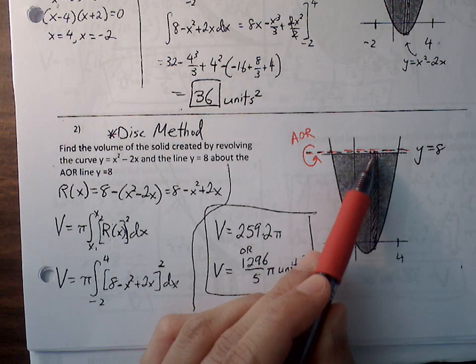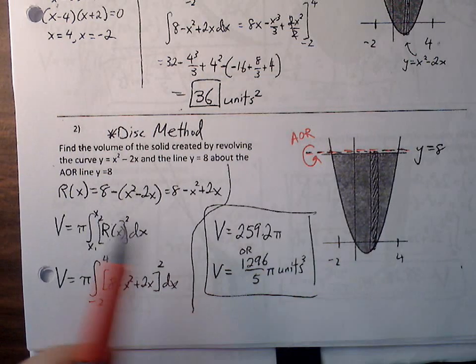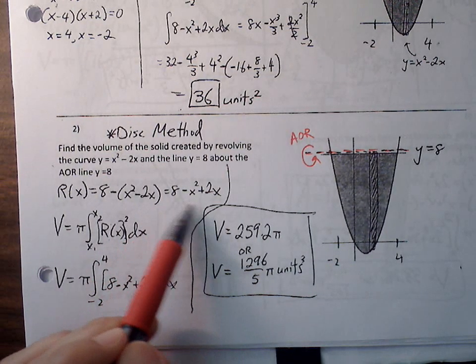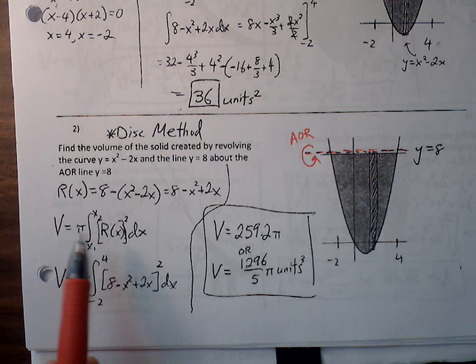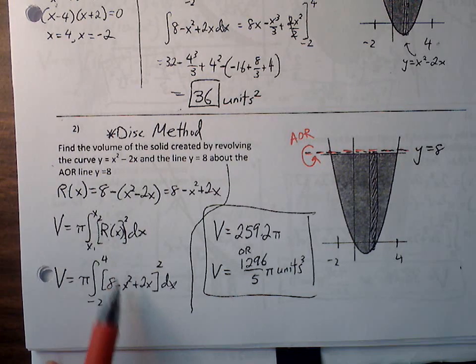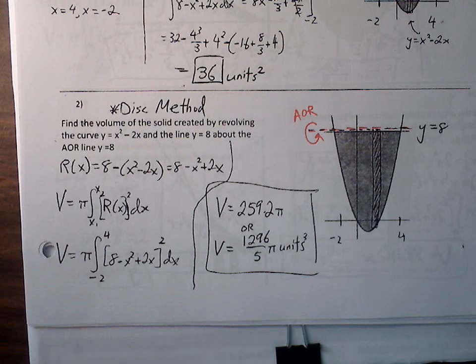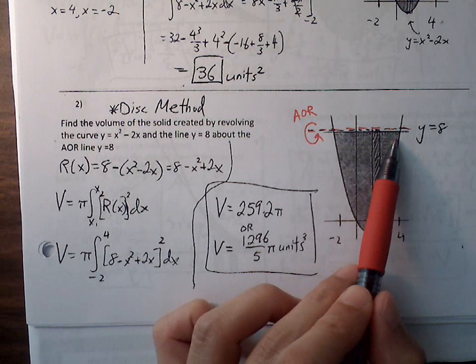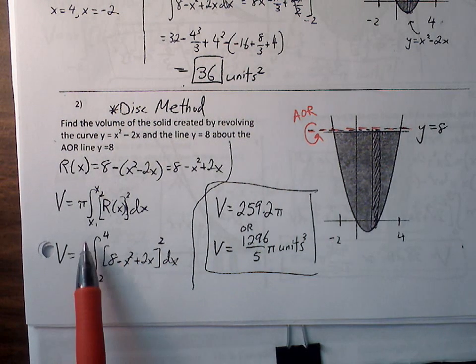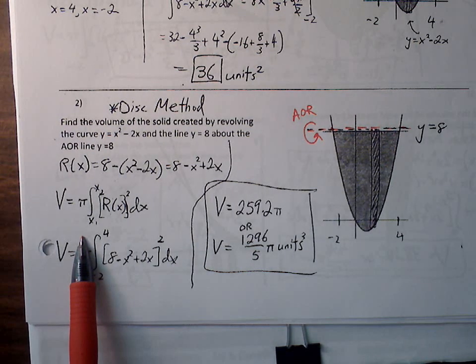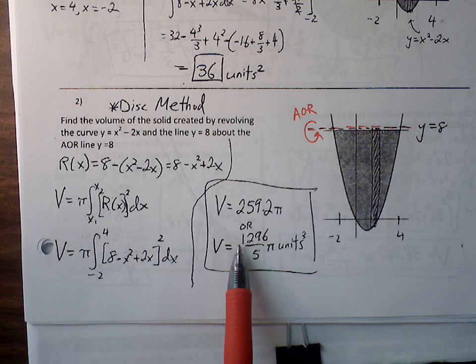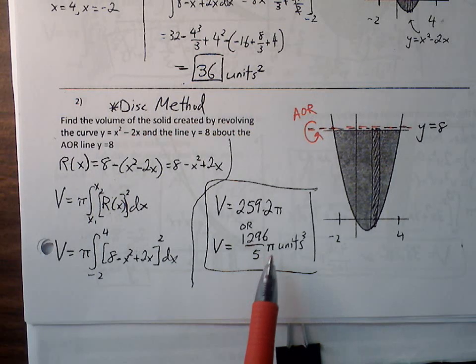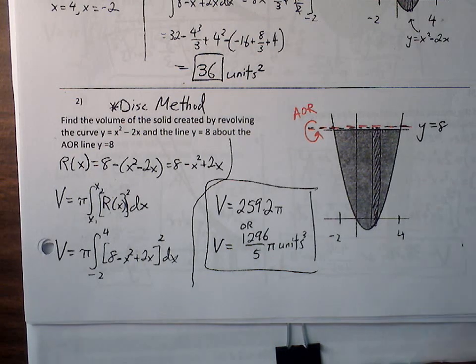The top is sitting on the 8. The bottom of the radius is sitting on the curve, so 8 minus parentheses x squared minus 2x. This represents the radius of our infinitely thin circular disks. Then we enter all that in our calculator. Our bounds are still the same, from -2 to 4. Leave the pi out of your calculator, and you'll get a decimal value which you can convert to a fractional value, 1296 over 5, and attach pi to that answer.